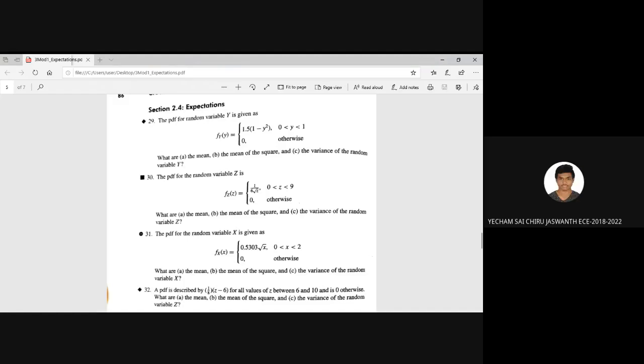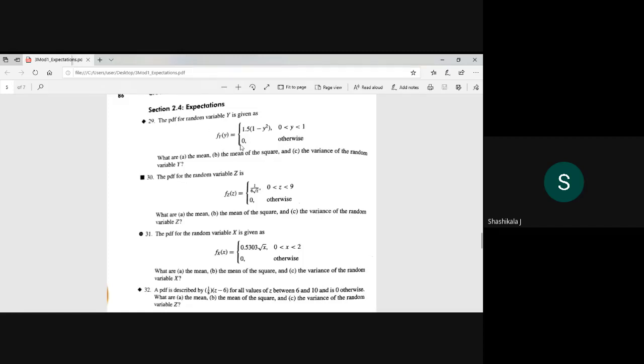Y into f of y, integral 0 to 1. Is it continuous or discrete? F of y is 1.5 for 0 to less than 1, so it is a continuous function. So you have to take the integrations.